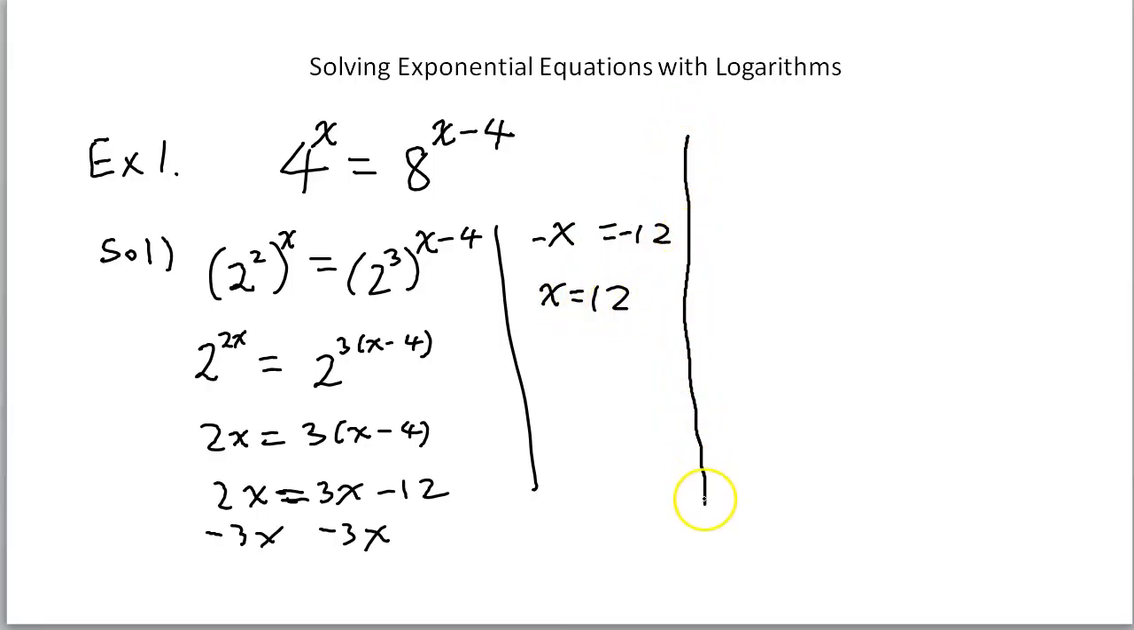Now let me show you a second solution which makes use of the logs. In terms of logs, the way you do it is you take the log of both sides, and when you take the log, it's good if you can take the log with a base that 4 and 8 can be easily evaluated to. So I think log 2 of 4 and log 2 of 8 become 2 and 3, so log 2 is a good choice. So I'm going to take log 2 of both sides.